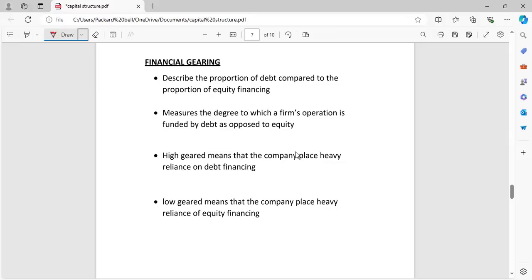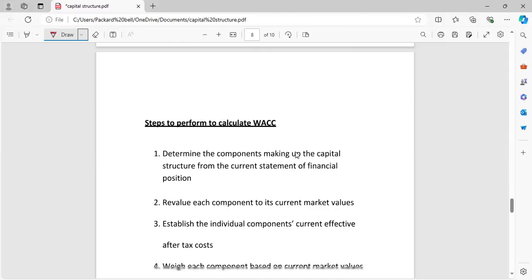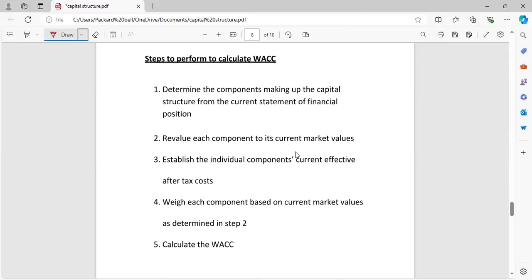Right, this gearing, if you already talked about it, let's just leave it there. I want us to go to here. This is the main part of the question. Steps to perform to calculate the weighted average cost of capital. You want to calculate your WACC, which means the first thing is to determine the components making up the capital structure. Here you are looking at ordinary shares, preference shares, and loan. So you look at the question and see what the components of the capital structure are.